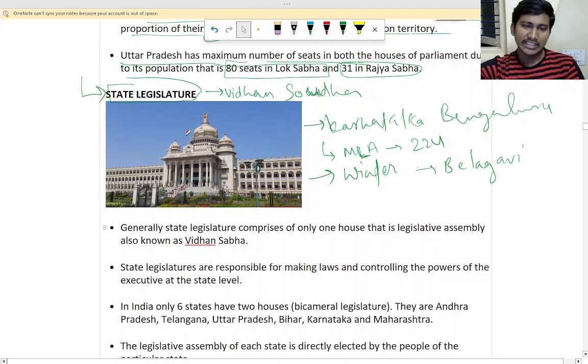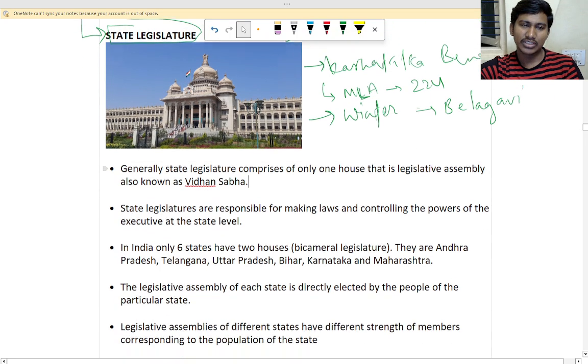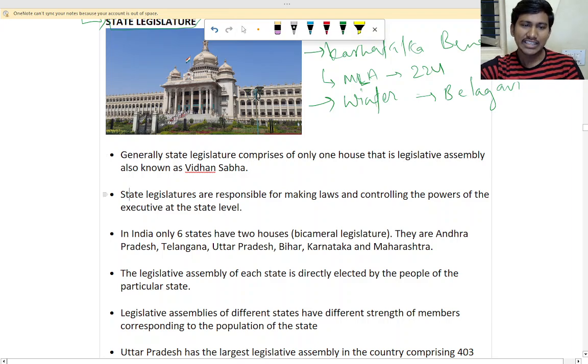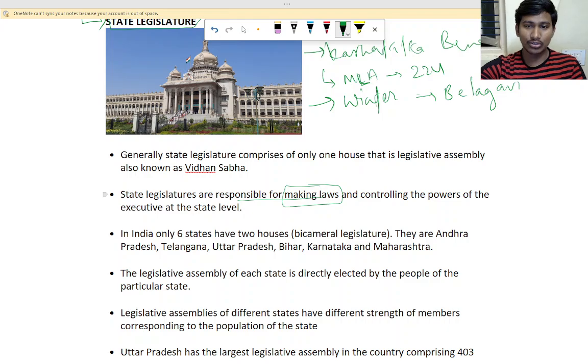So generally a state legislature comprises only one house, that is the legislative assembly, also known as Vidhan Sabha. State legislators are responsible for making laws and controlling the power of the executives at the state level. They make the laws for the state government and control it.